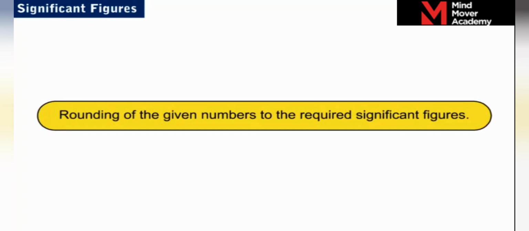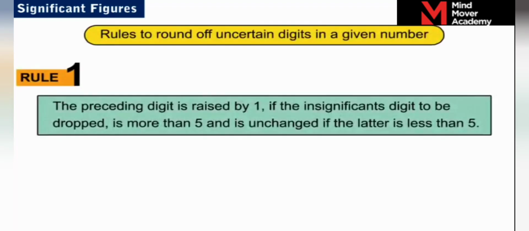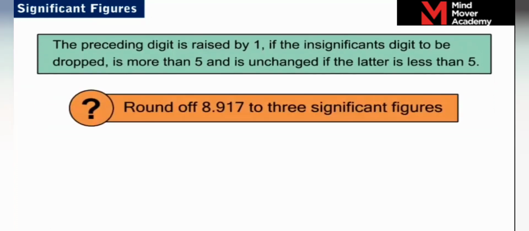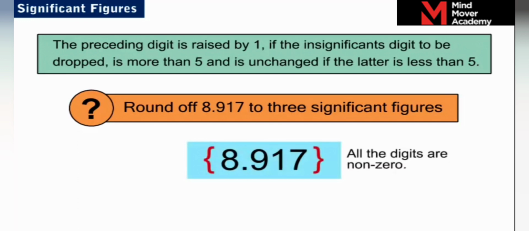Using the rules we just studied, decimal numbers can be rounded off to the required significant figures. There are certain rules to round off the uncertain digits in a given number. The rule by convention says that the preceding digit is raised by 1 if the insignificant digit to be dropped is more than 5 and is unchanged if the latter is less than 5. Here is an example. We will round off 8.917 to 3 significant figures. This number has non-zero digits, and there are 4 significant figures.